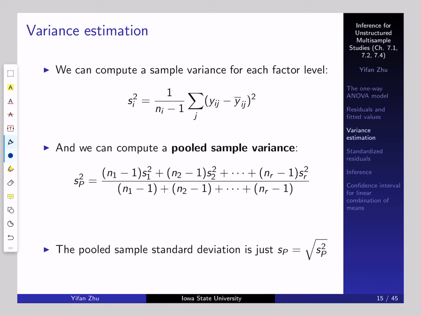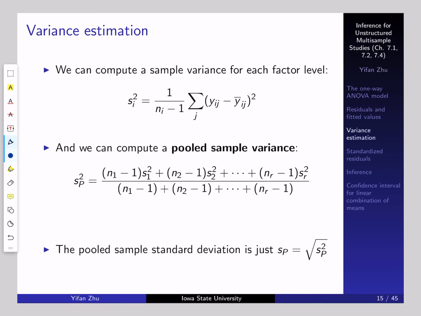So one important thing in the one-way model is the variance estimation, because we don't know the sigma in this model. And to do the inference, we will always need an estimation of the variance. To do that, we do the same thing as we did in the two-sample inference. When we assume the equivariance assumption, we use the pooled sample variance. So here we also use the pooled sample variance.